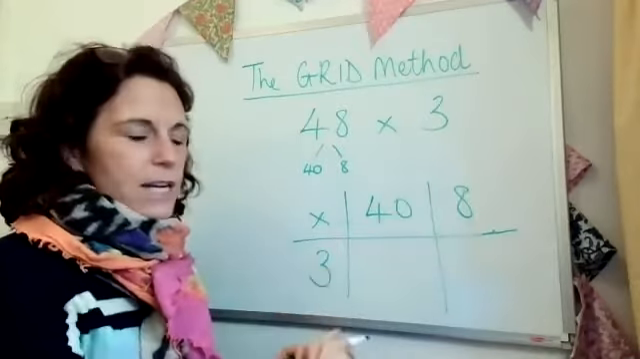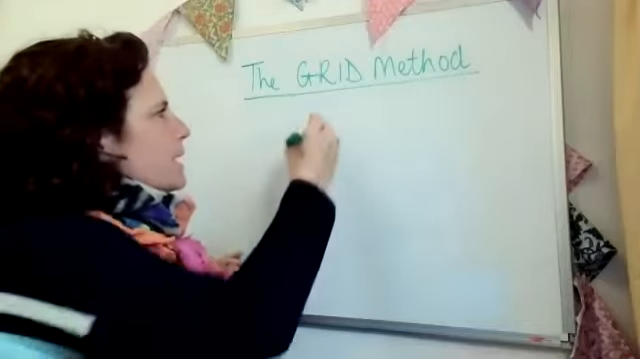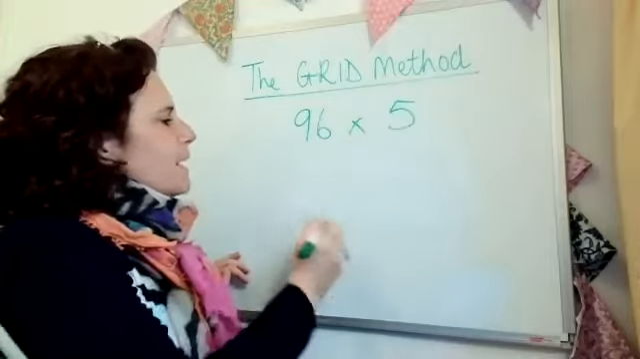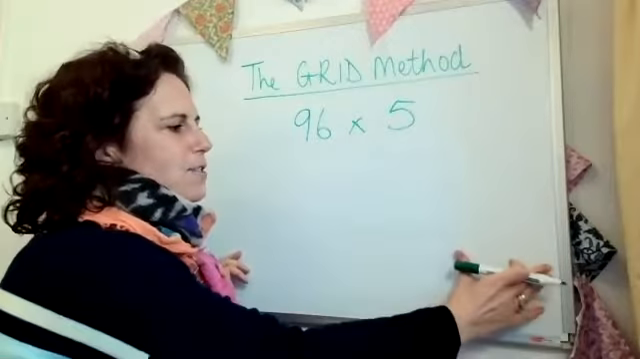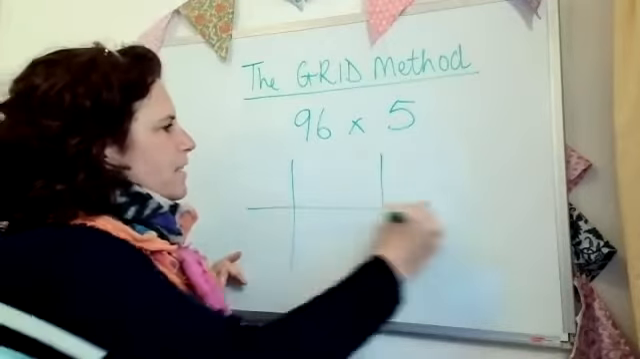I'm going to do one more example of that so that the children can practice it, but I'm going to choose a slightly bigger number now. So we're going to do 96 times 5. And I'm going to give myself space to write the answers over here. So my grid is here. Times sign up here to remind ourselves to do our multiplication. And the 96 is partitioned into 90 and 6. And the 5 goes down here.